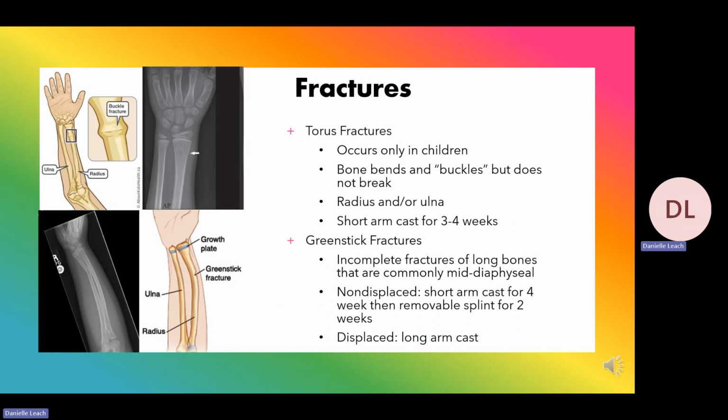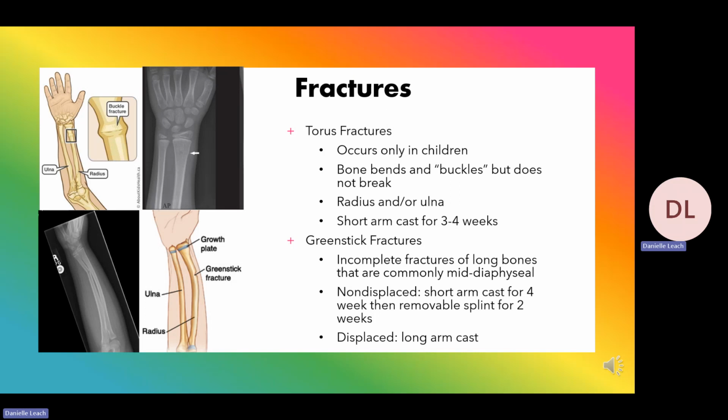So continuing with fractures, a torus fracture is also called a buckle fracture, and this is the one I mentioned before. It's where the bone bends and buckles, but it does not actually break. It commonly occurs in the radius or the ulna or both. This fracture occurs only in children because their bones are softer than those of adults. This type of fracture, if anyone's had a child or heard of another child that they know, sometimes it's not diagnosed until days after the injury occurs, because sometimes it's not as painful and it's not as obvious that the child has actually broken their arm.